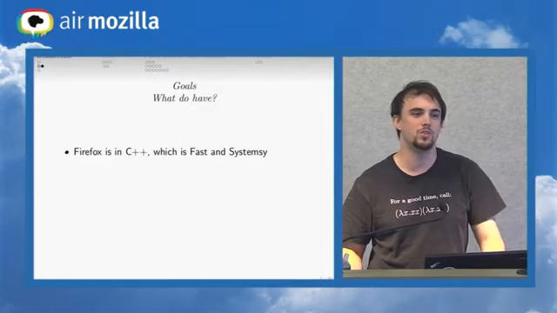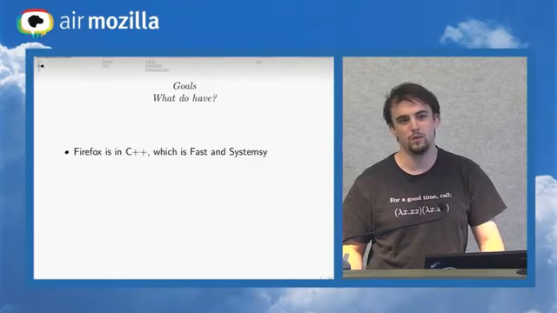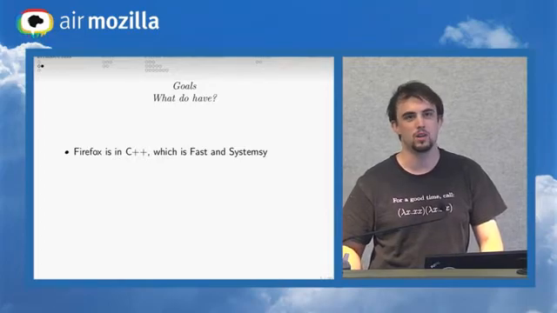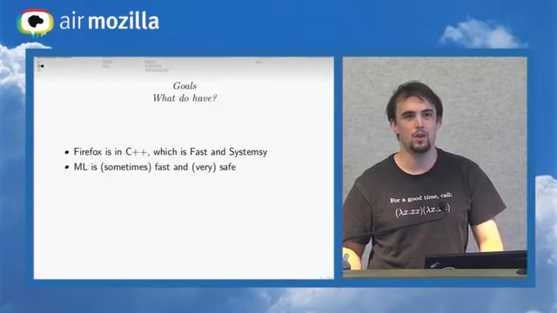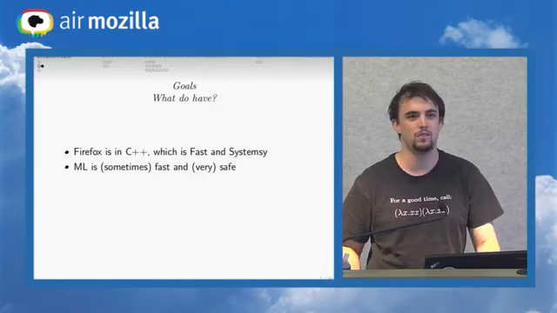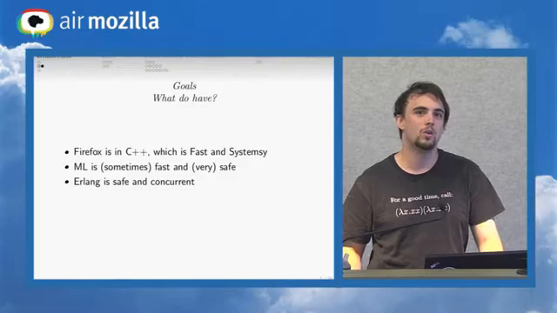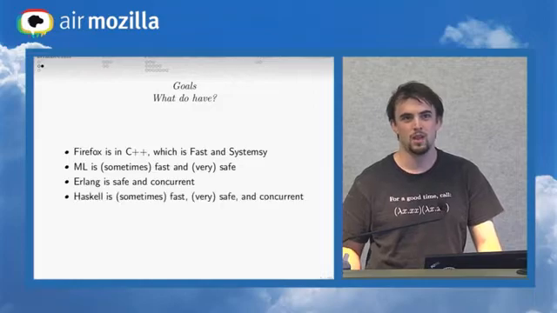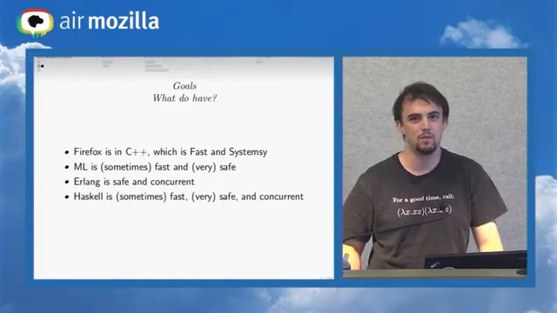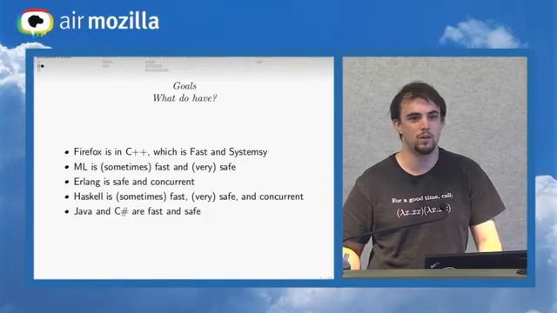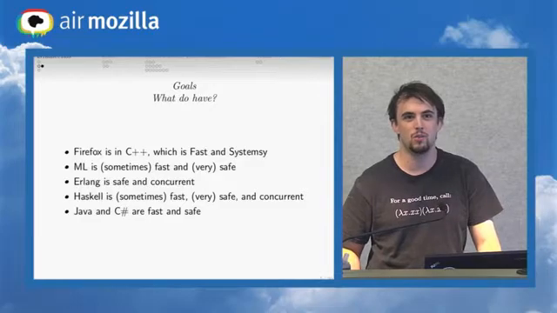Okay, so what languages do we have in the world? Firefox is written in C++, which is certainly fast and certainly systems-y, but it's tough to write correct concurrent code in it, and it's definitely not safe. ML, like Standard ML and OCaml, is usually safe, usually fast, and has very expressive type systems. Erlang is safe and it's concurrent, but it's certainly not fast and certainly not systems-y. Haskell can be fast, it's safe, it can be concurrent. Java and C# are both fast and safe, but not great at writing concurrent code or systems-y code.